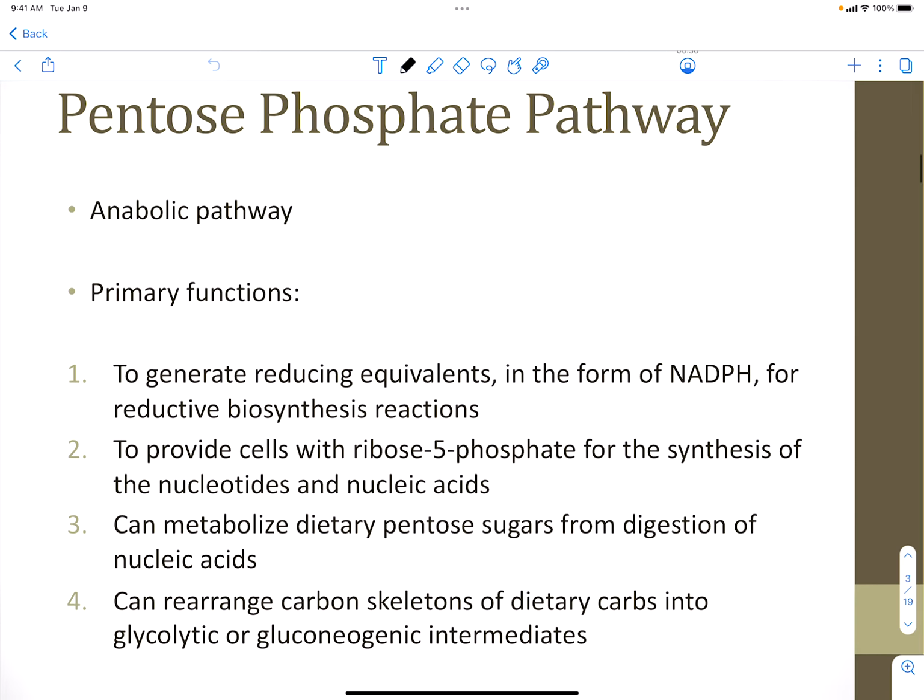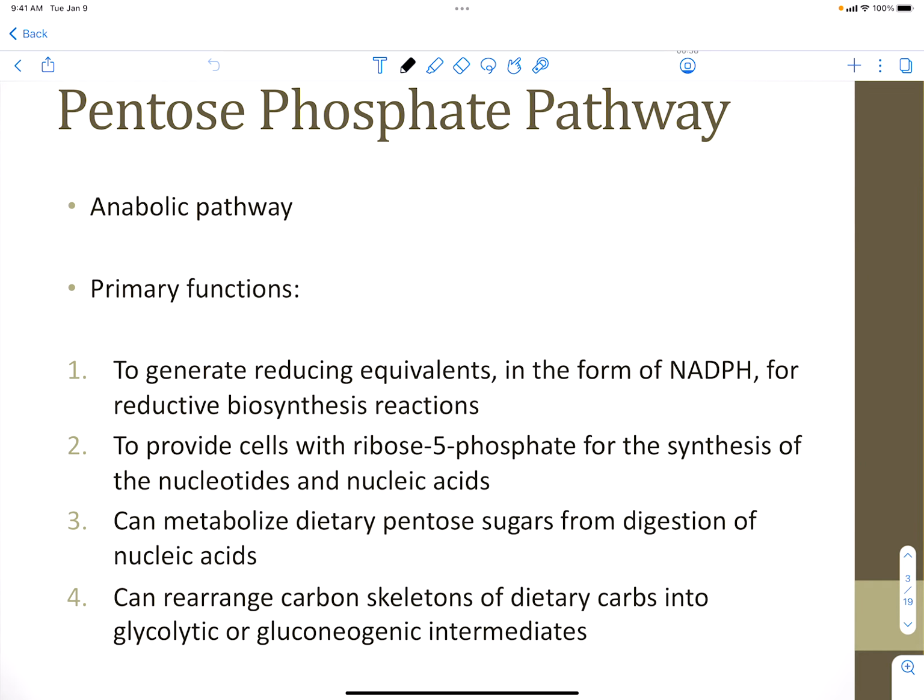So this is considered an anabolic pathway, and this is going to be important in generating NADPH. NADPH is going to be used by cells for different reasons. Your liver cell, for example, uses NADPH when it's going to detox compounds. Your red blood cells will use NADPH to keep glutathione reduced so that it can interact with reactive oxygen species and protect the cell membrane.